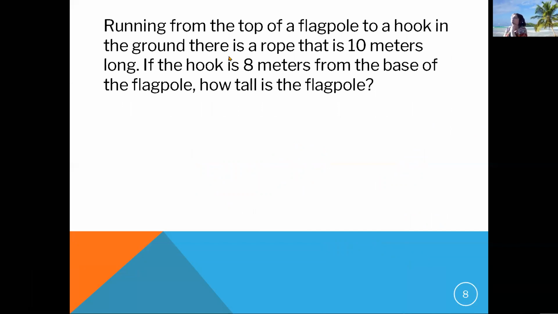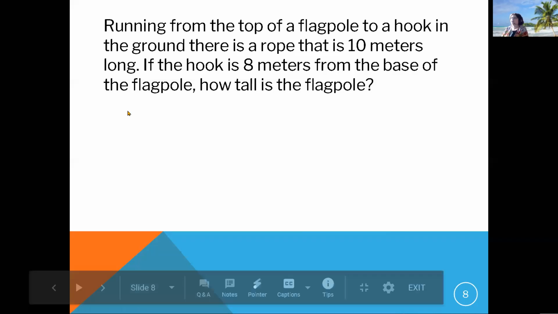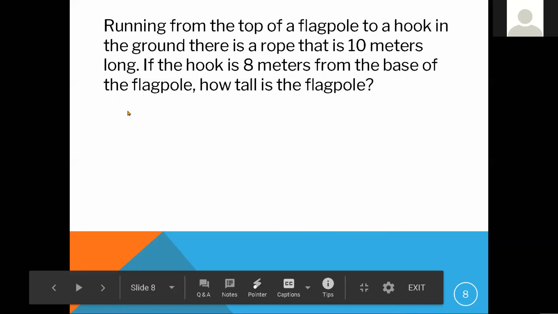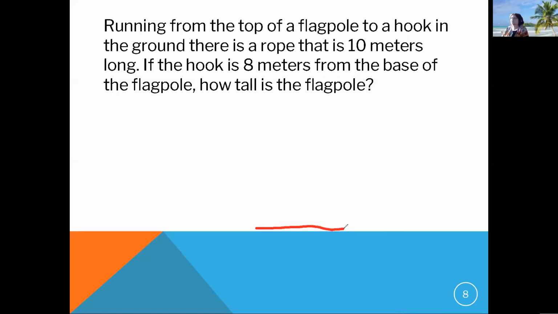So let's look at this one. Running from the top of the flagpole to a hook on the ground, there is a rope that is 10 meters long. If the hook is 8 meters from the base of the flagpole, so I have the ground, and a little hook in the ground. And 8 meters away, there's a big old flagpole, right? And then there's 10 meters.